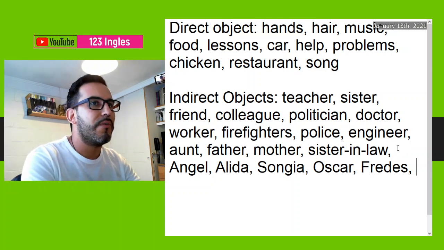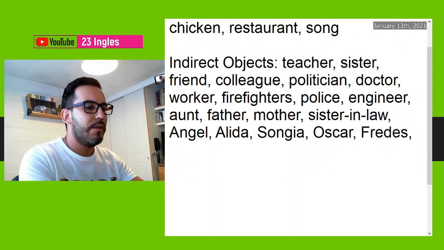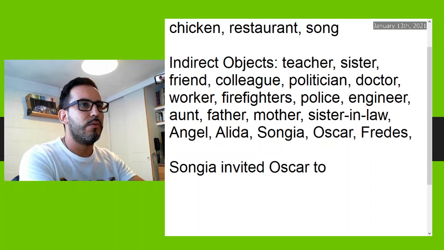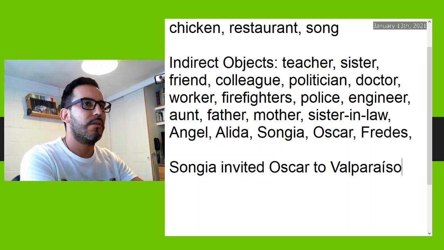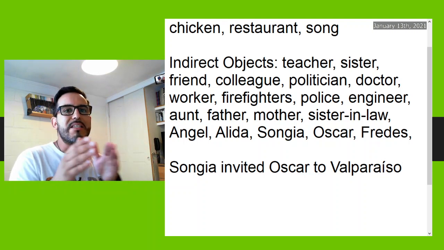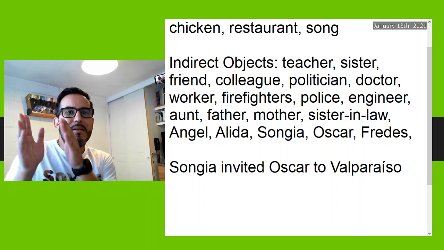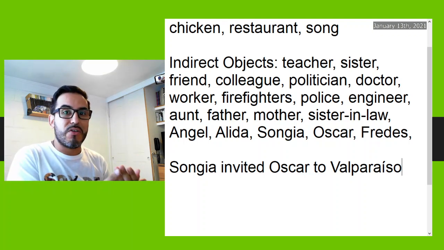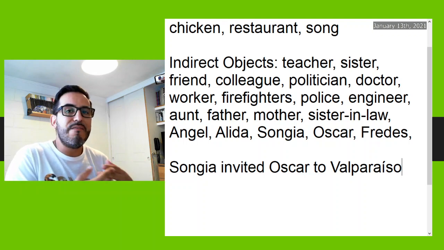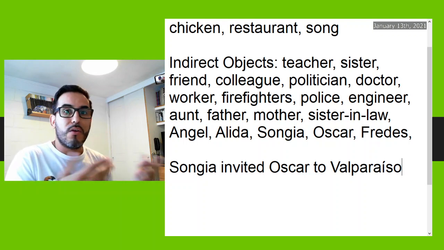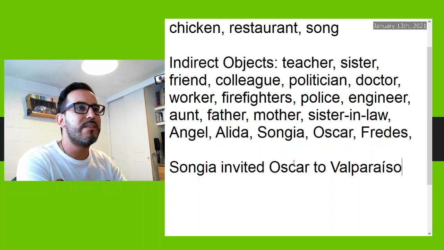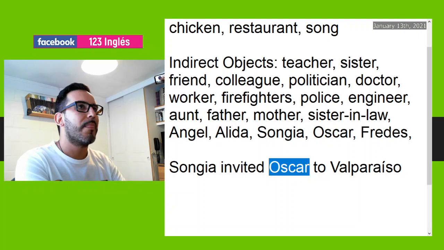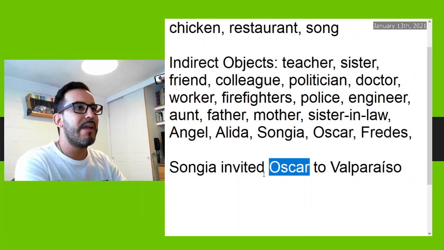Okay? So, for example, if I say Sonja invited Oscar to Valparaíso, Sonja is the subject. Sonja is the first element. Okay? She performs the action. She does something. She invites somebody. Okay? Who is somebody? Oscar. Oscar is the object here. Okay? Oscar is affected by this verb. Alright? Oscar is affected by the invitation.